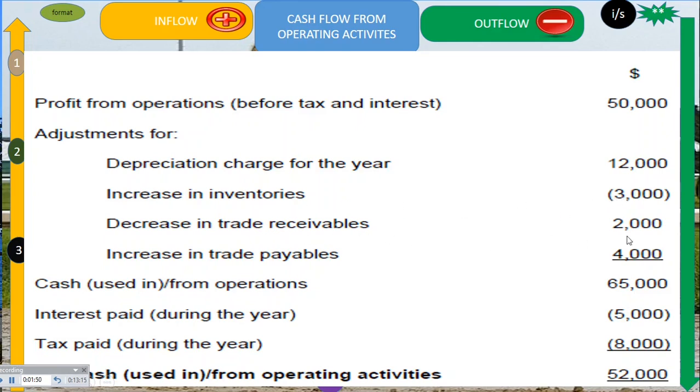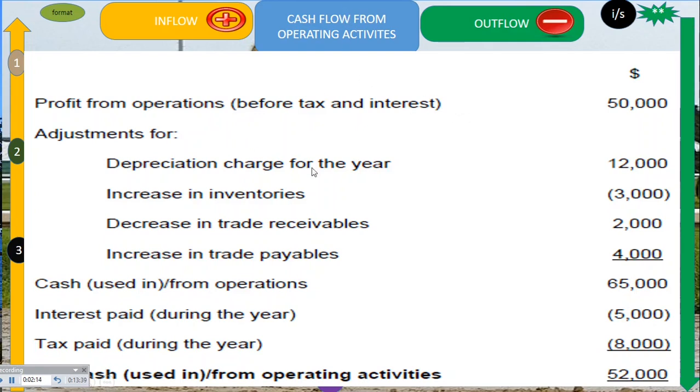Decrease in trade receivable, add. Positive means add. Increase in trade payable, add. The net figure, you solve this: 50 plus 12 minus 3 plus 2 plus 4, you get 65,000. That's called cash from operation. There you deduct interest paid and tax paid, and you get cash flow from operating activities. That's how we work it out.